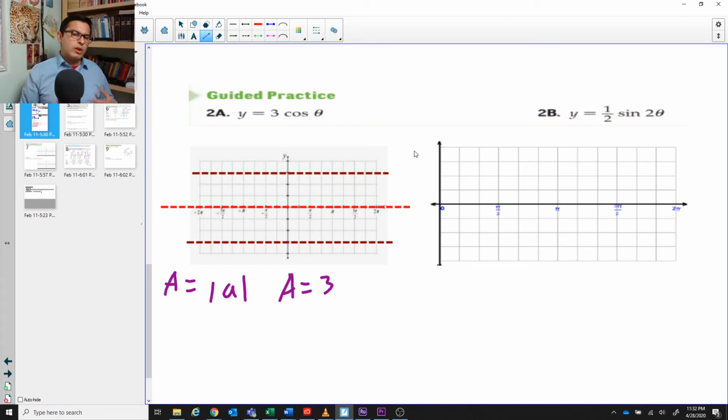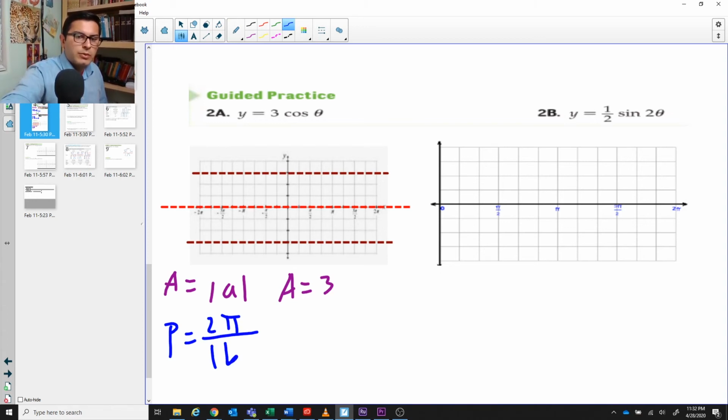And now we want the beginning and the end of our graph, or our period, how long each cycle takes place. Our period is going to equal 2 pi over the absolute value of B. So in this case, that will equal 2 pi over 1, or we could just say 2 pi. So our beginning is going to be at 0, and our end is going to be at 2 pi.